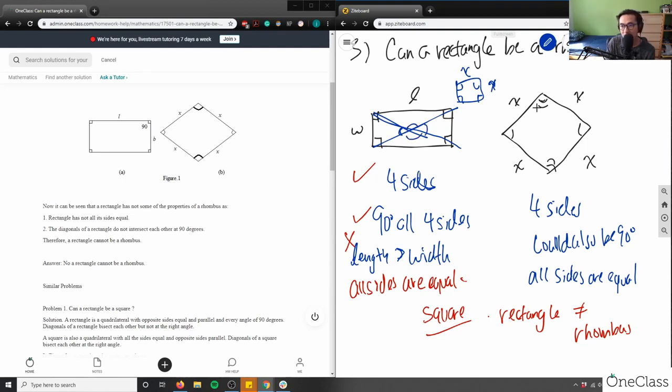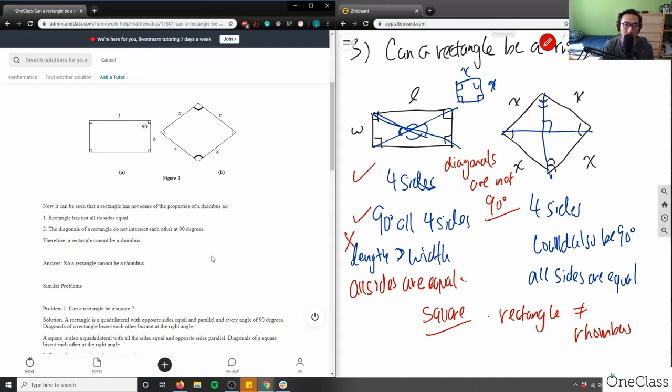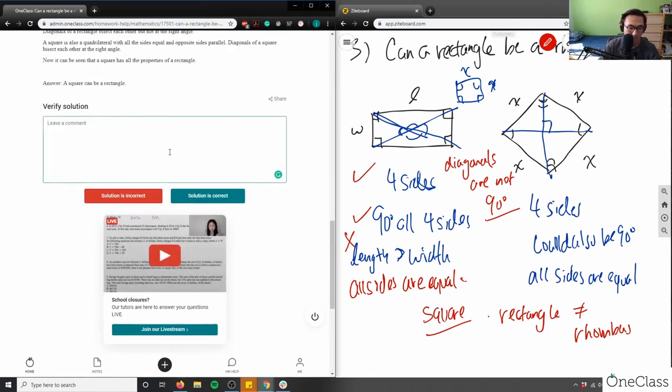But if I drew a diagonal from here to here and here to here in a rhombus, this is a right angle. So because of the diagonals, it's also not a rectangle. The diagonals are not at 90 degrees. That's another property that I didn't actually talk about, but they used it to support their argument. Totally fine, that's even better. I only proved it by sides, but they proved it by diagonals as well. So therefore, a rectangle is not a rhombus. This here is a perfect solution and great analysis. The solution is correct.